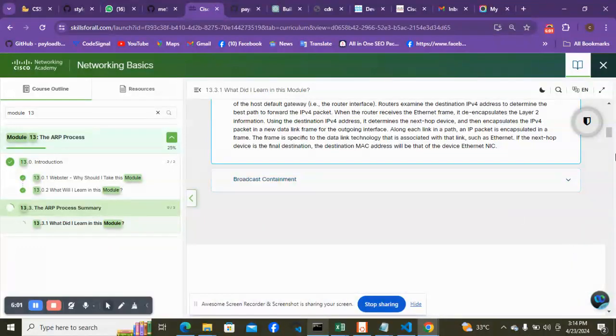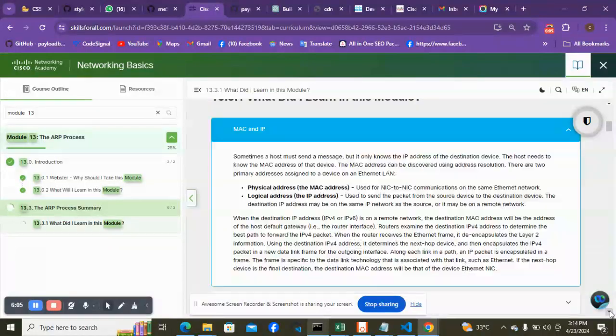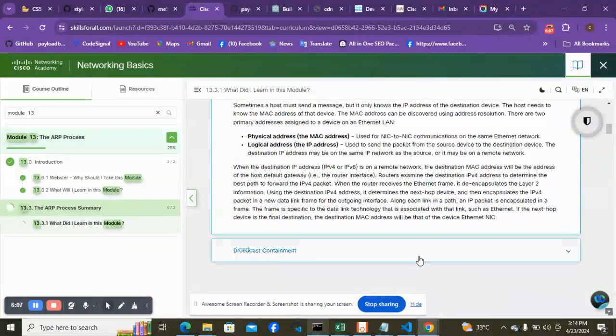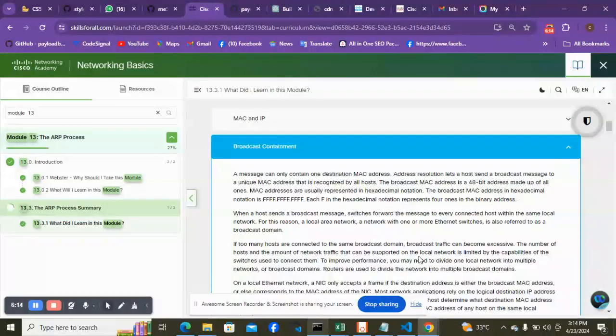So that is for the MAC and the IP. Moving forward, we're going to look at broadcast containment. It says that a message can only contain one destination MAC address. Address resolution lets a host send a broadcast message to a unique MAC address that is recognized by all hosts. So the broadcast MAC address is a 48-bit address made up of all ones.